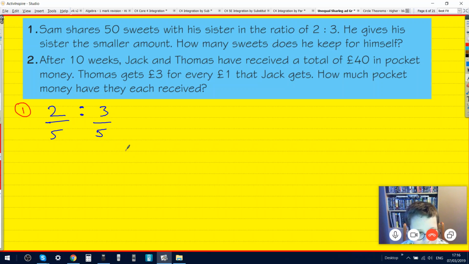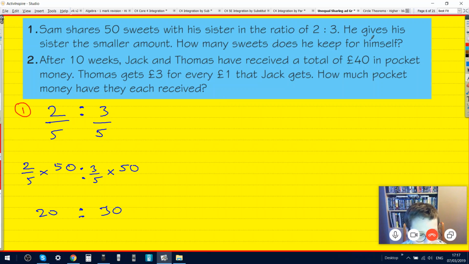And so then we need to work out 2/5 of 50, which is 10. So that's 1/5. So 1/5 is 10. 2/5 is 20. And so 3/5 must be 40. No, not 40, 30. Yes. Well done.